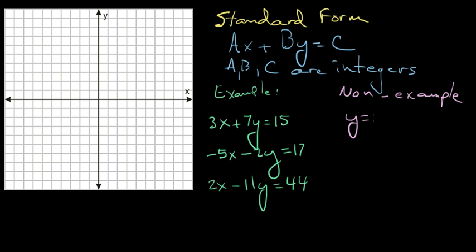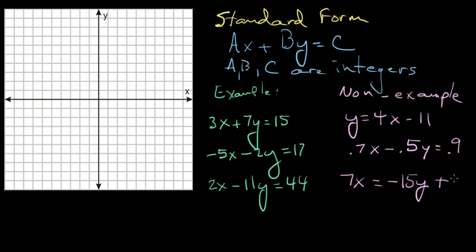Okay, y equals 4x minus 11. Now you know that's not written in standard form because that's written in slope-intercept form. Okay, there's another one. What about this one? 0.7x minus 0.5y equals 0.9. That's not in standard form because these are decimals here, okay? So we can't have decimal coefficients and it still be in standard form. Another one that's not in standard form is 7x equals negative 15y plus 11.